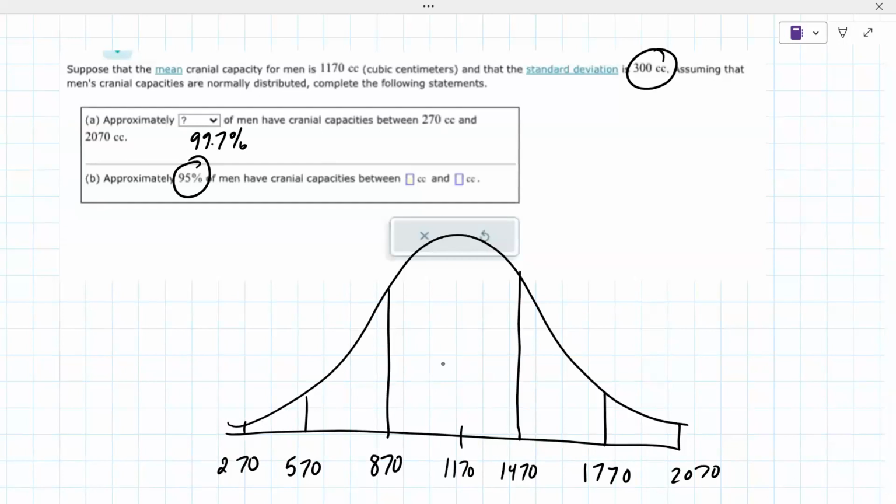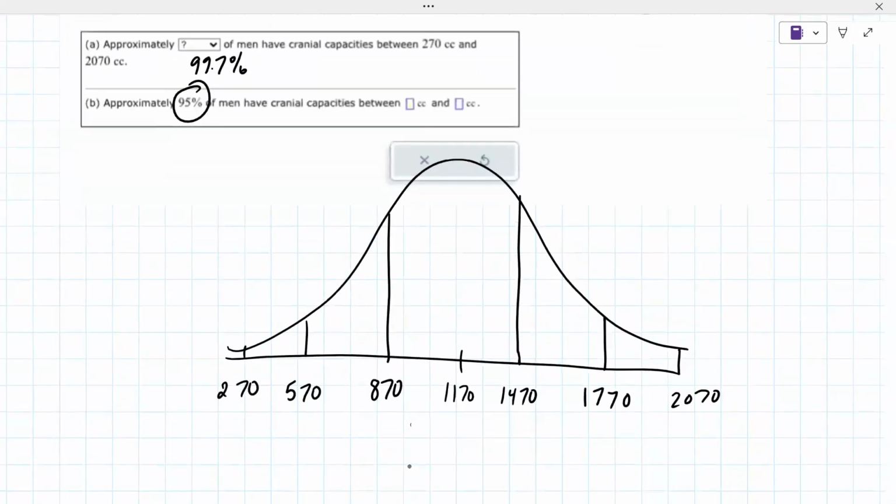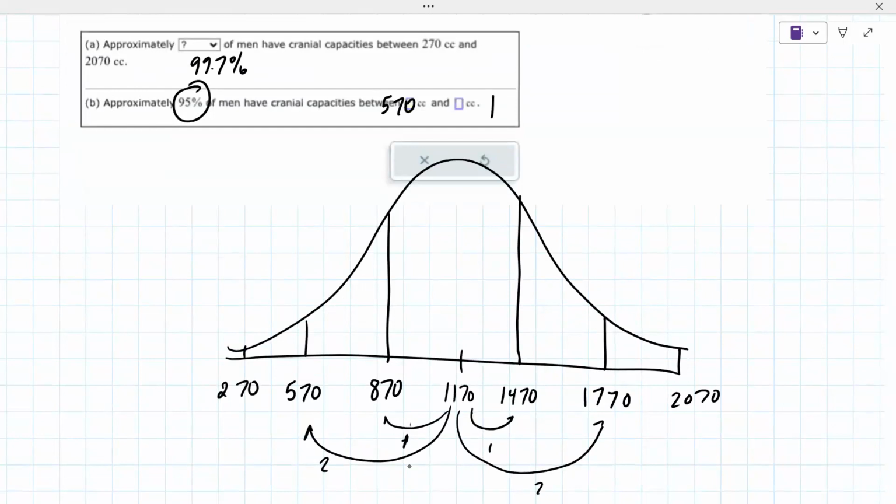For the second one, for 95%, that's between 2 standard deviations. Each of these is one, one, one, two, two. You can see that it's 570 to 1770.